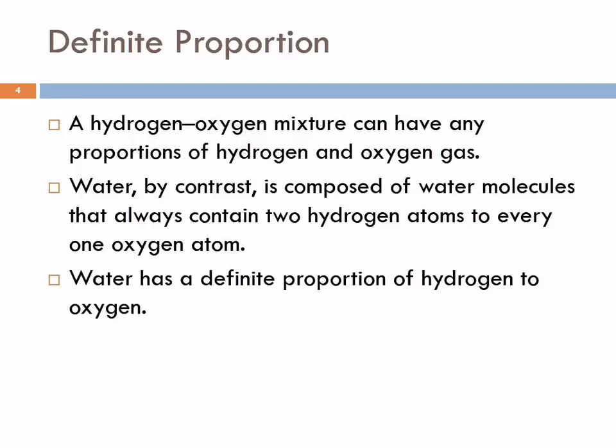If you have a mixture of hydrogen and oxygen, you can have any proportion. You could have a little bit of hydrogen with a lot of oxygen, or the reverse, or you could have a 50-50 mixture. But water is a compound, and in a compound you have definite proportions. We talked about that in Chapter 2. Every water molecule has 2 hydrogen atoms and 1 oxygen atom. It's a definite proportion of hydrogen to oxygen. So compounds are different than mixtures. A mixture of hydrogen and oxygen is very flammable.